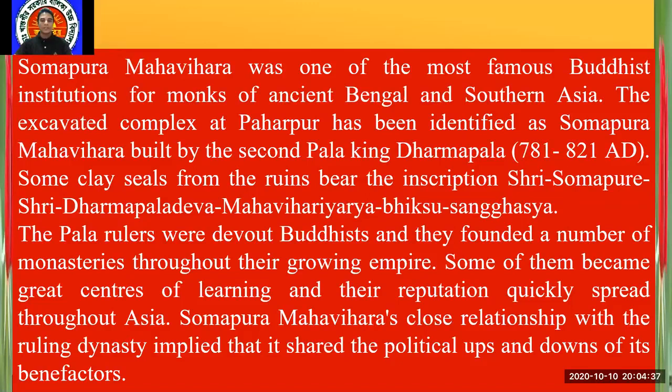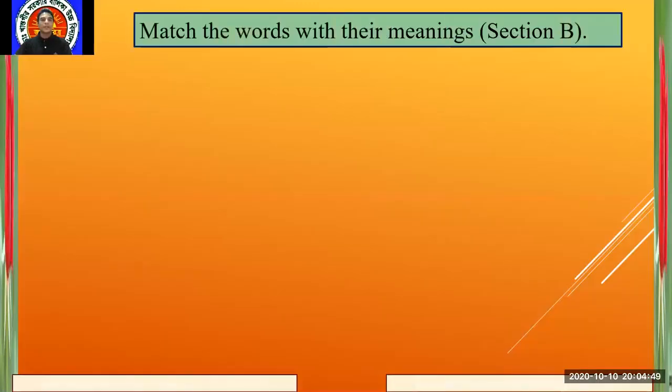Sompur Mahavihar's close relationship with the ruling dynasty implied that it shared the political ups and downs of its benefactors. This is the passage of the lesson. Now, try to match the words with their meanings.